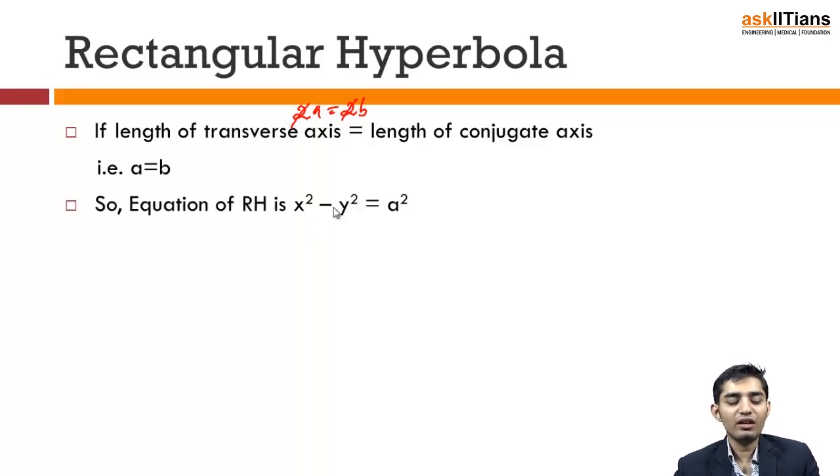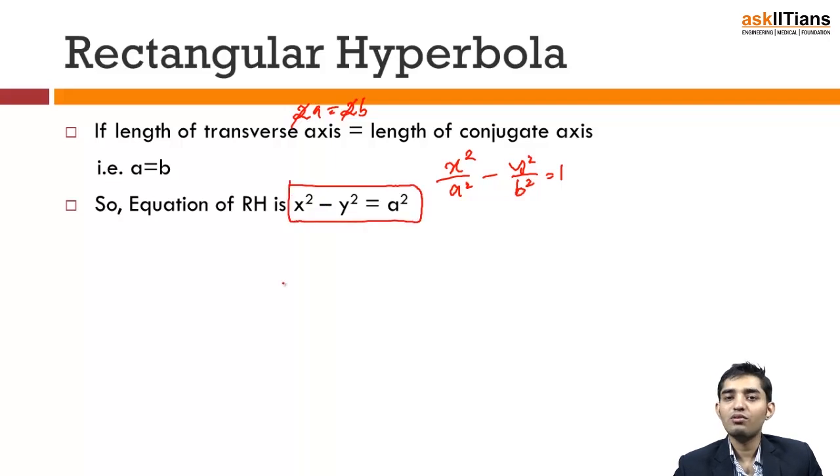So what will be the equation of rectangular hyperbola? Equation of RH? What is the normal equation of hyperbola? This is the equation, right? x square by a square minus y square by b square equal to 1. Now in this, if I put a equal to b, I will get this. This will be the equation of rectangular hyperbola. Just put a equal to b, right?